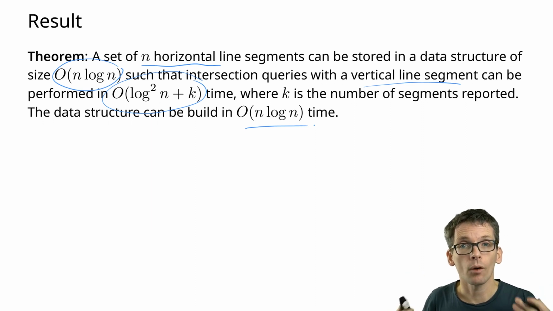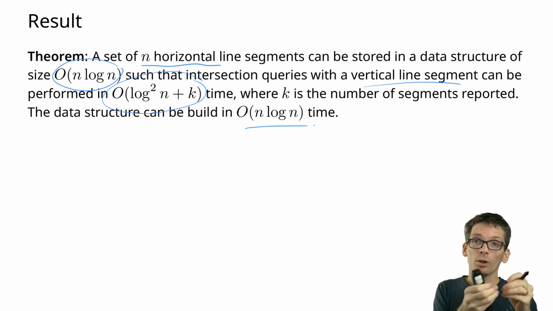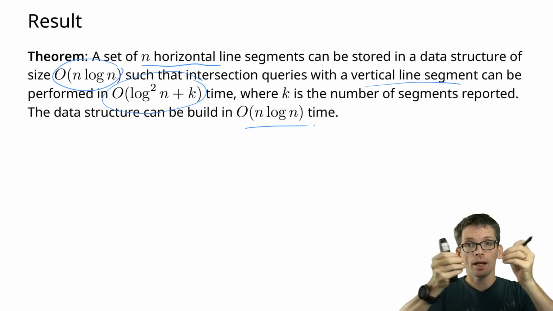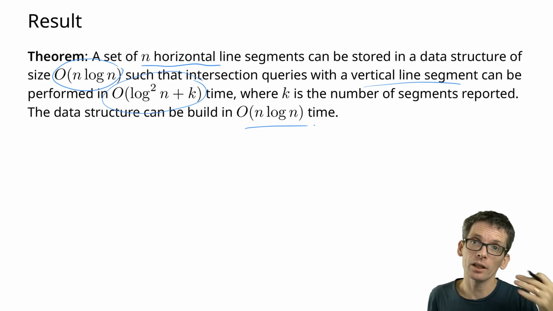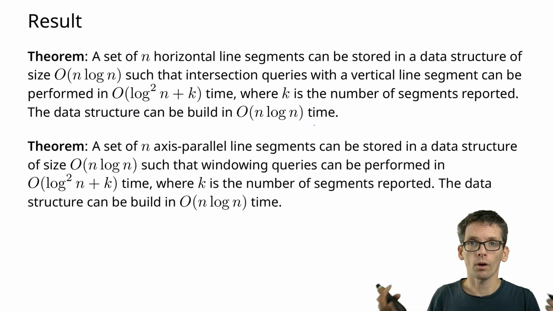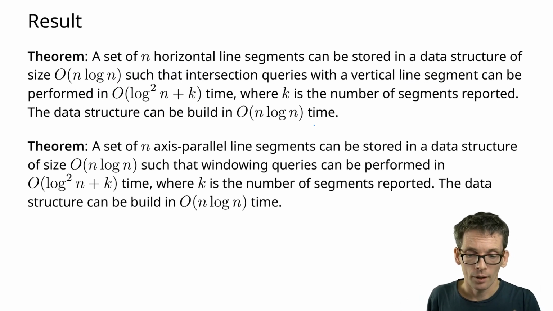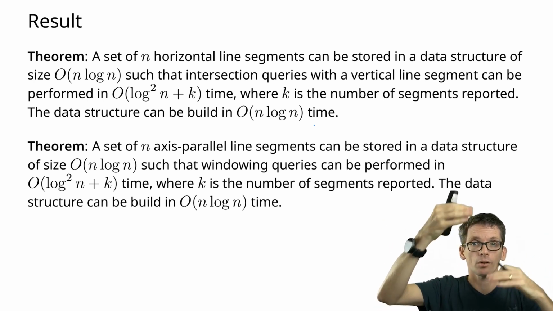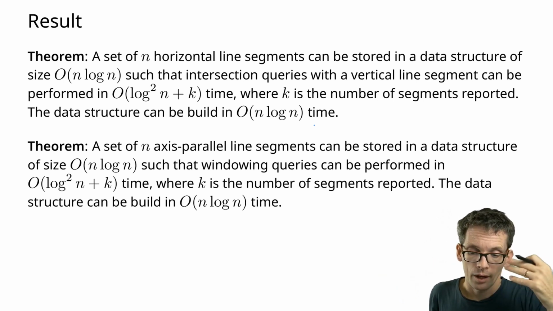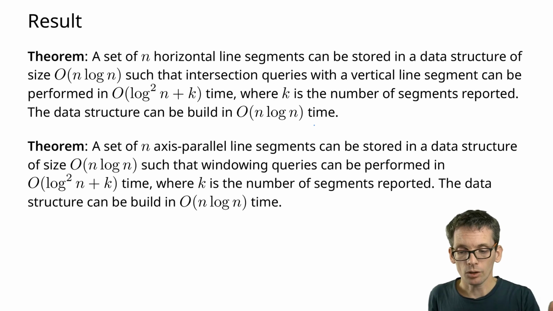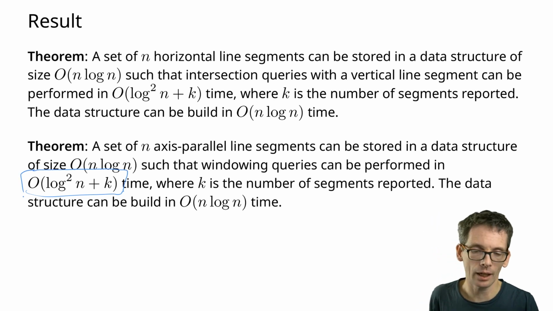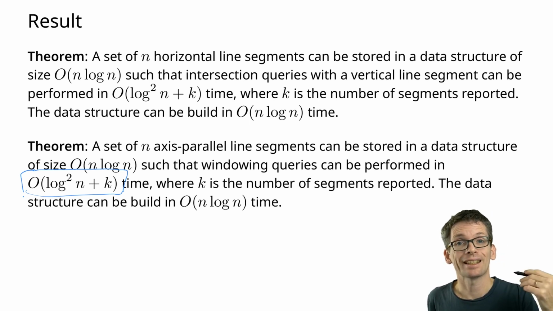If I now use this for windowing queries, then recall that this was for the segments that intersect the boundary of my windowing query. Additionally, I can have segments that are completely inside, and for those I need to also do a range query. So the overall result is that if I have n axis aligned line segments, and okay, so far we talked about horizontal line segments, but we can also build the same data structure for vertical line segments for horizontal queries. So for n axis aligned line segments, we can build a data structure of size order n log n, such that we can perform in order log squared n plus k time a query with an axis aligned rectangle, such that we can report all segments that intersect this rectangle.